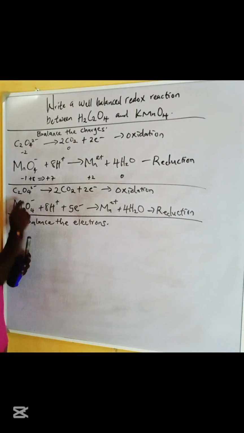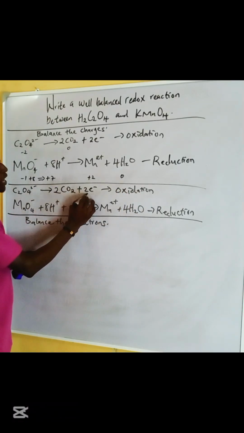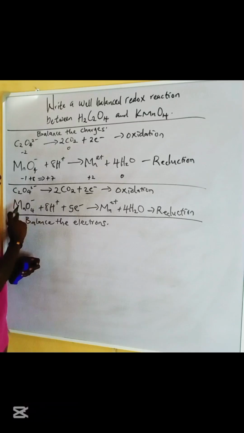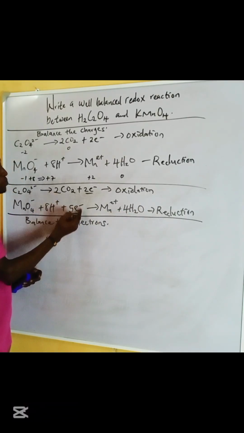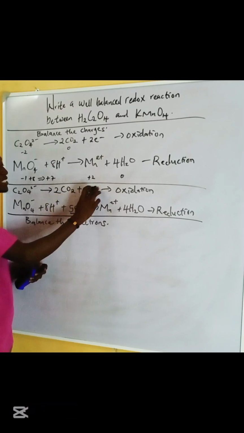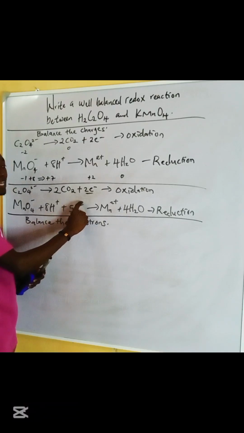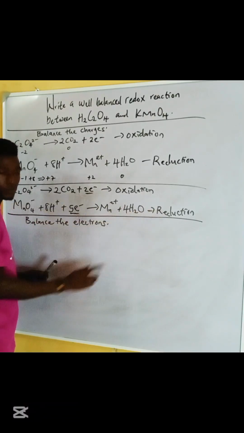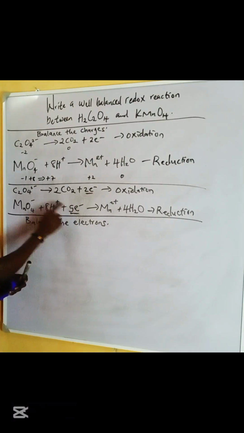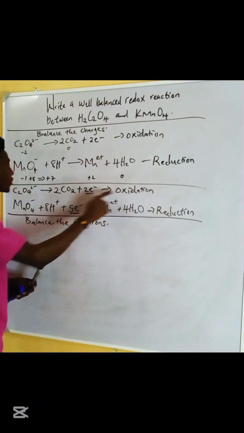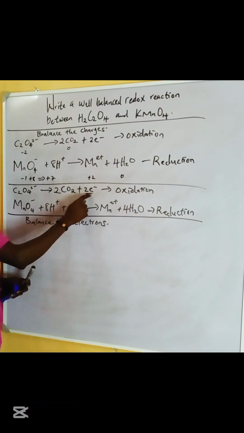If you look at my oxidation reaction, you will notice that I have 2 electrons here. Now look at my reduction. I have 5 electrons. So we make them equal, such that I have the same electron at my oxidation reaction and at my reduction reaction. To do that, I will multiply this oxidation reaction, everything, by 5. Then this reduction, I will multiply everything by 2. You get the point now?